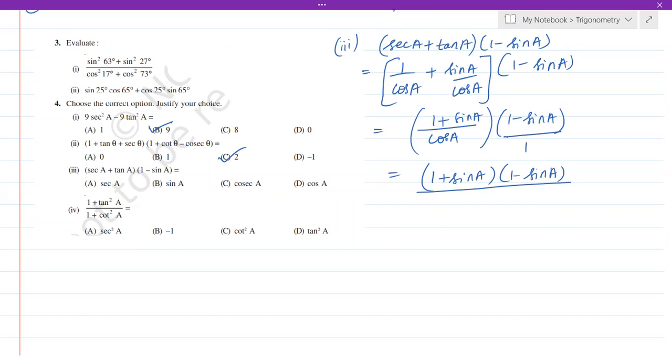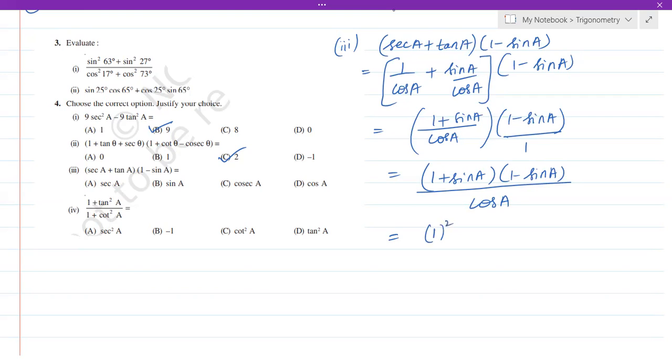Here, there is no denominator. We can take it as 1. So cos A into 1 will become cos A. Remember, we are not taking LCM here. We are multiplying it because both are in product. Now, if you observe the numerator carefully, it is in the form of A plus B into A minus B, isn't it? 1 plus sine A, 1 minus sine A, where our A is 1 and B is sine A. So A plus B into A minus B.